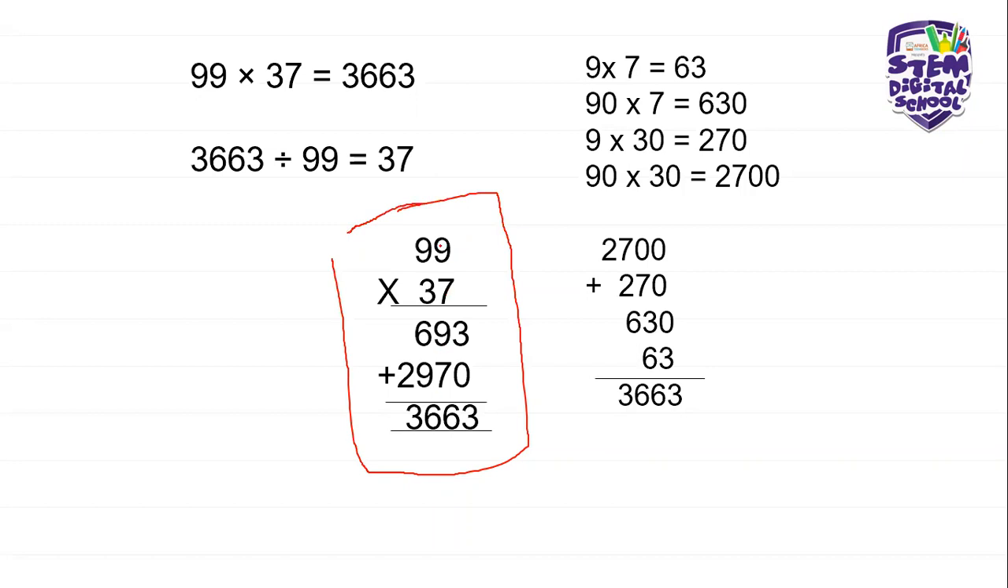I'd say 7 times 9 is what? 63. So I put the 3 here and I carry over the 6. Oh, sorry. Yeah. 7 times 9 is 63 plus 6 is 69. I was just a bit confused. We got that covered. Now we're going to the 30.